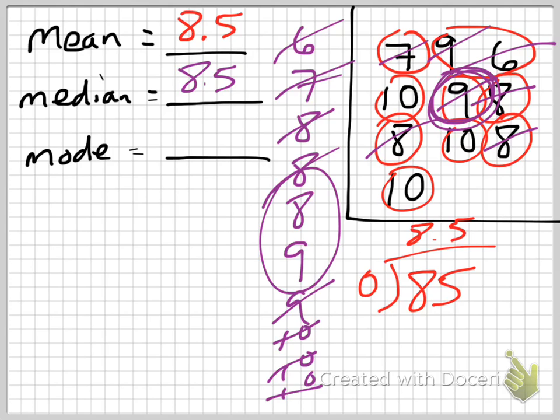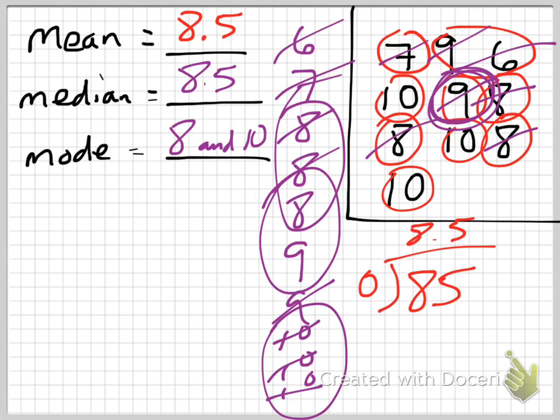Mode. What does mode mean? Most often. Which numbers come up most often? Well, there's 3 10s and there's 3 8s. What's the mode then? 8 and 10. There are 2 possible. That's it. Yes?